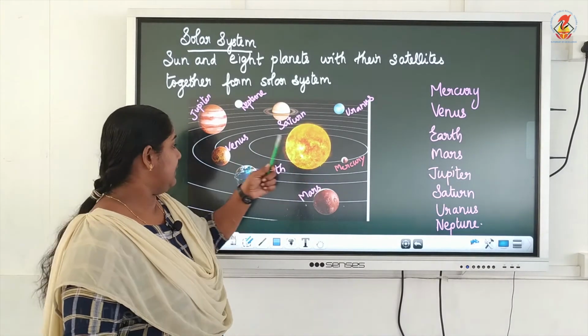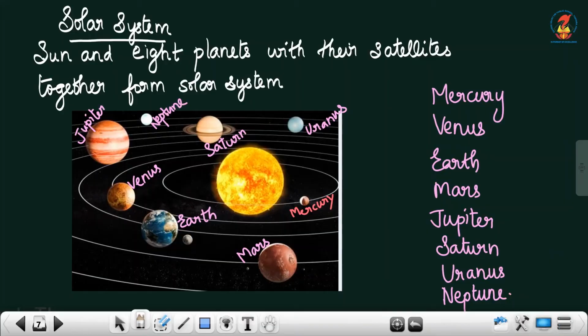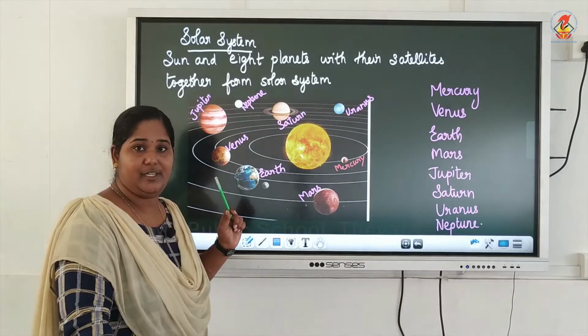Mercury. In the second orbit you can see Venus. Venus has a specialty: it is called the morning or evening star because it is found in the morning and evening. Okay, second planet is Venus. Then we have Earth. Earth is the third planet. You can see Earth is very colorful with blue color, which shows the presence of water in it.